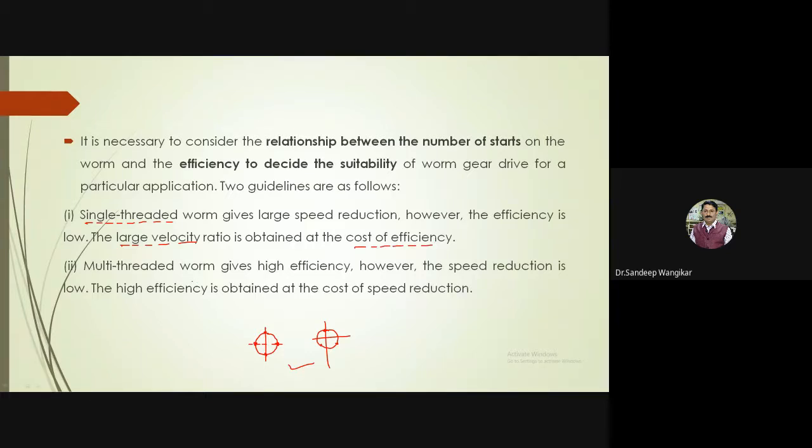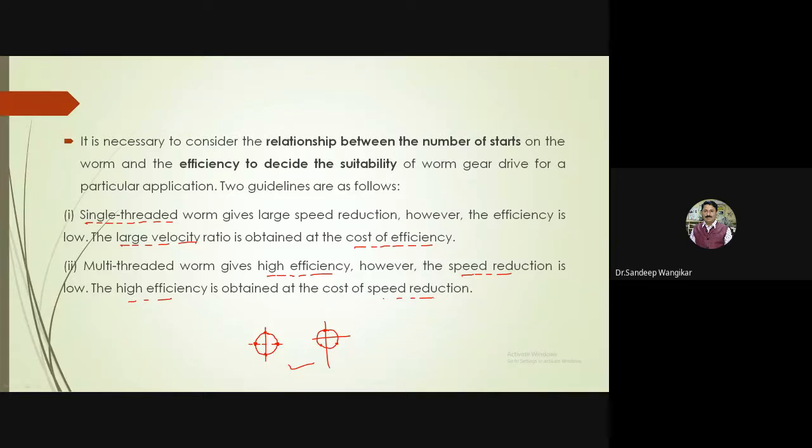Efficiency is low. If one goes for a multi-threaded worm gear, it will give higher efficiency. However, the speed reduction is low. The high efficiency is obtained at the cost of speed reduction. So in the first case, large speed reduction is obtained at the cost of efficiency, and in the second case, higher efficiency is obtained at the cost of speed reduction.